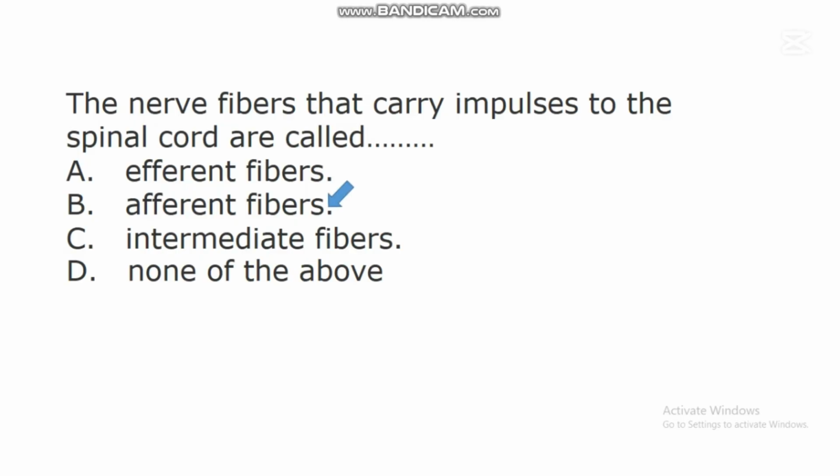Afferent fibers. Afferent fibers are those nerve fibers that carry impulses to the spinal cord. Studies have shown that afferent fibers also carry impulses to other parts of the central nervous system, such as the brain. So the afferent fibers carry impulses to the spinal cord, and they also carry impulses to another part of the central nervous system called the brain.